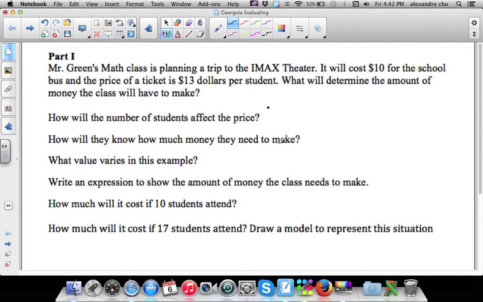How will they know how much money they need to make? Well, they can calculate the number of students times the price of the ticket plus $10 for the bus ride.